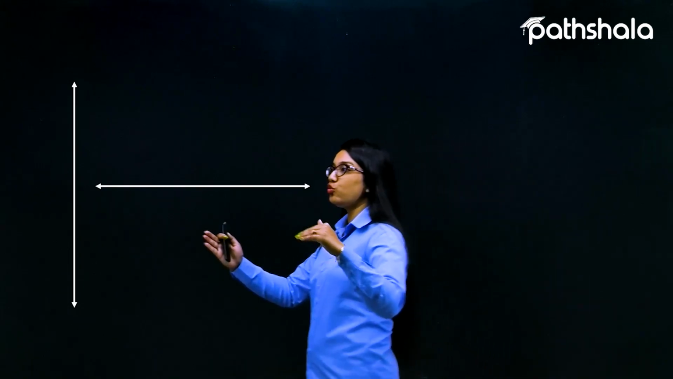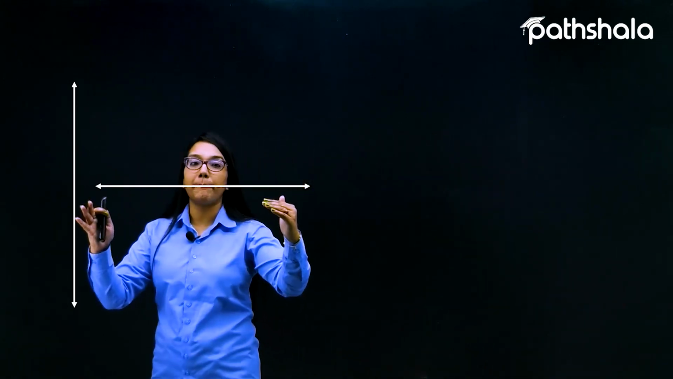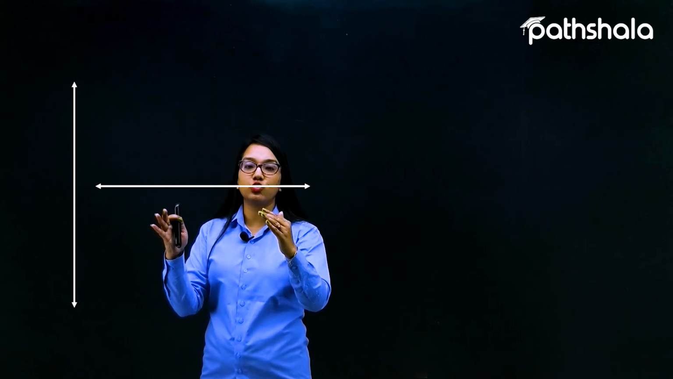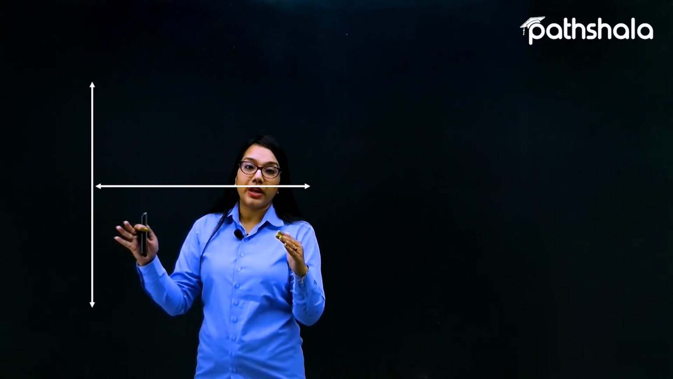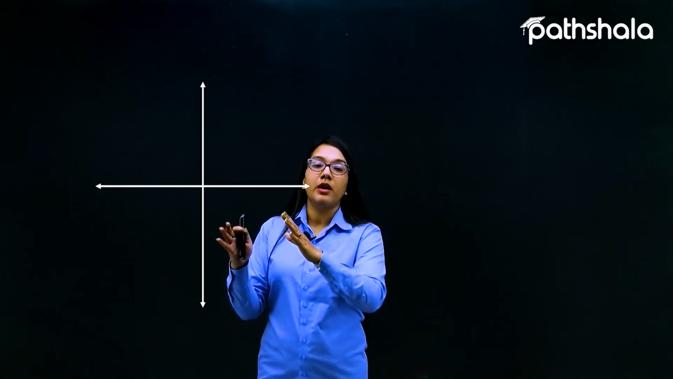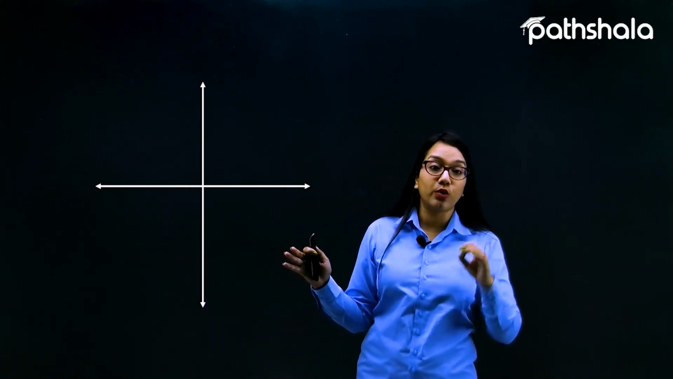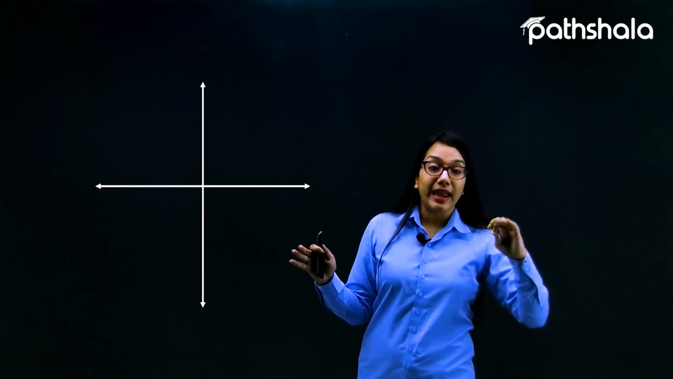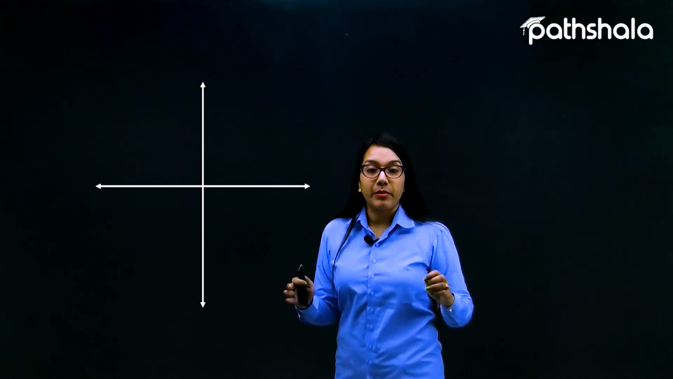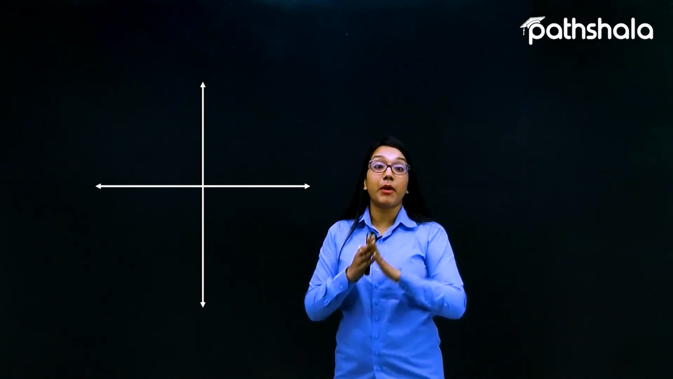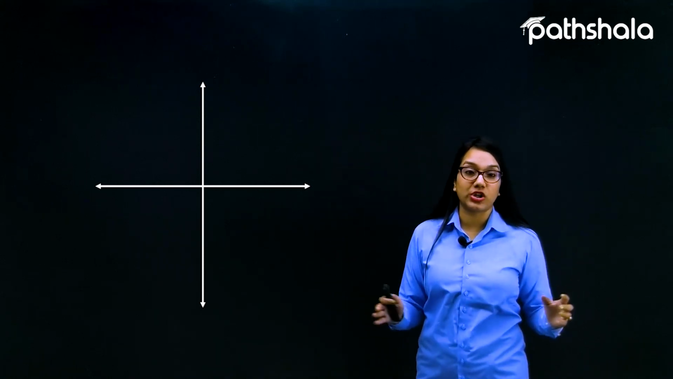When these two lines come together in a perpendicular manner, they will help us not only to find the location of any point in a plane, but they are also really helpful in some other real life situations as well.